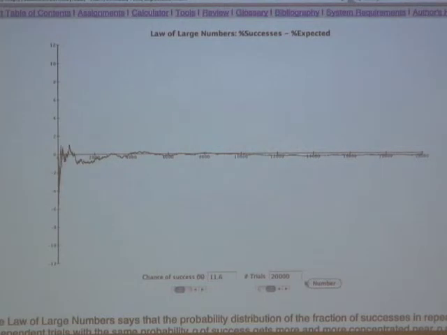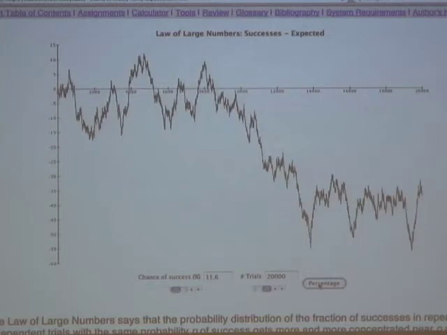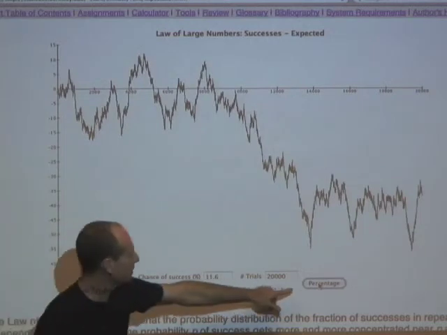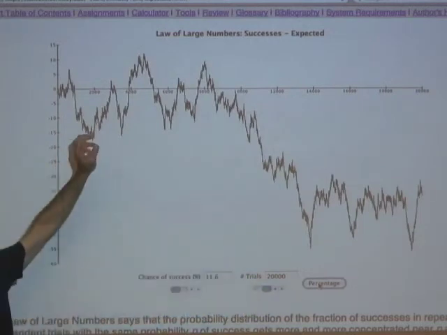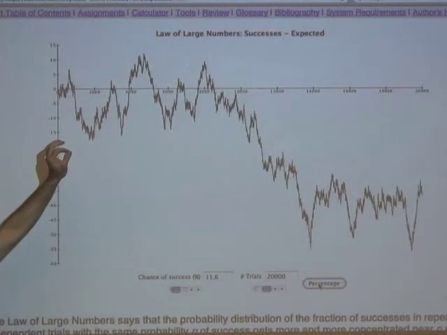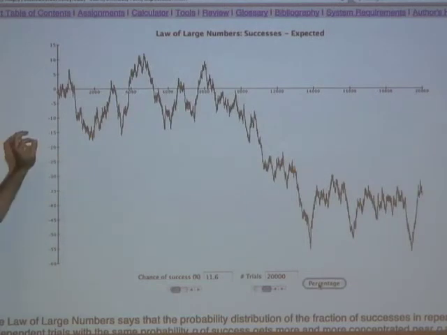What happens if instead of looking at the difference between the percentage and 11.6, we look at the difference between the number of successes and 11.6% of the number of trials? Okay. Law of large numbers doesn't say that that gets small. All right, so I just toggled this. So now I'm plotting the difference between the number of successes and 11.6% of the number of trials.